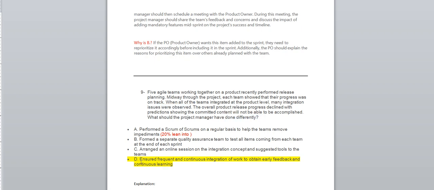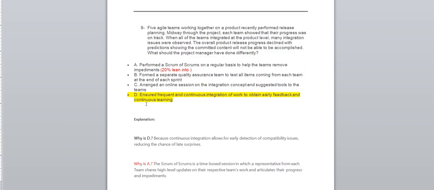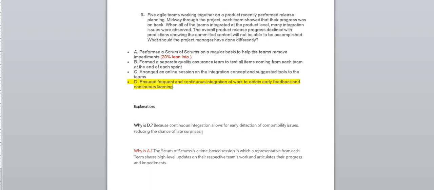I would definitely go with D: ensure the frequent and continuous integration of work to obtain early feedback and continuous learning. But I am leaning also by 20% toward performing a scrum of scrums on a regular basis to help teams remove impediments. So why am I going with D? Because continuous integration allows for early detection of compatibility issues, reducing the chance of late surprises, which is what you don't want in your production.